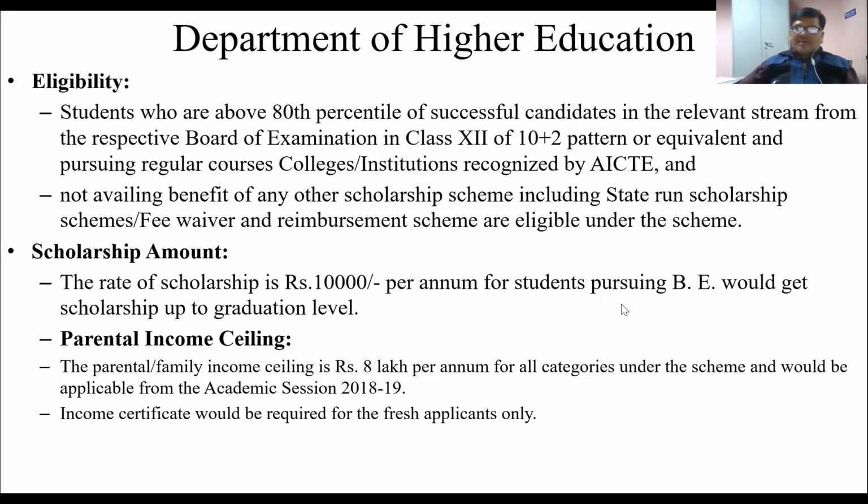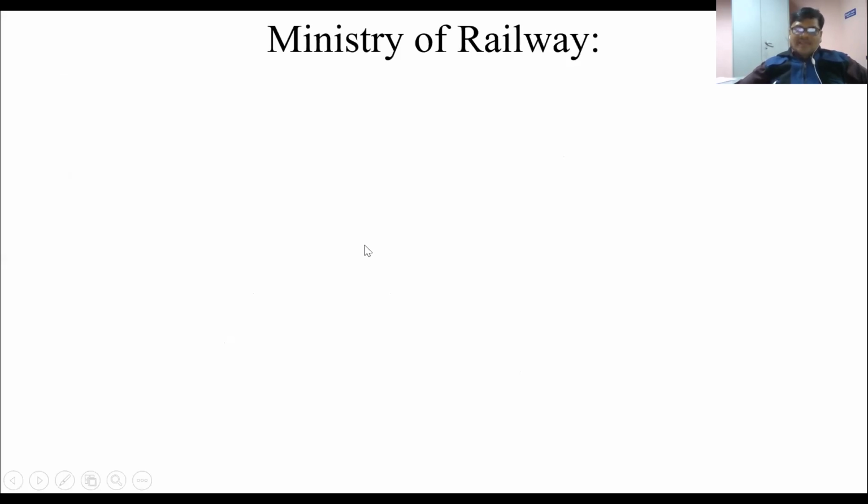Those pursuing engineering would get the scholarship up to graduation level. So for 4 years you are getting 10,000 per annum. The parental income ceiling is 8 lakh, which is repeated after the year 2018-19. The income certificate would be required for fresh applicants only. So the parent income certificate is another important document you need to keep handy.